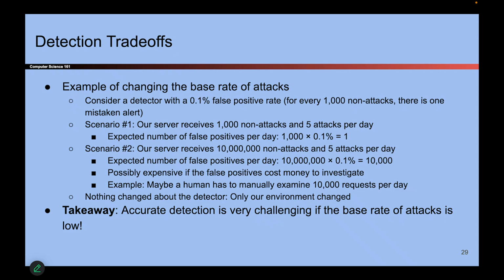Now, there is a little trick with detection accuracy. It's called the base rate fallacy. And it's called the fallacy because it's one of those little mind puzzles that is a little bit contradictory to people when they first hear it. So I'll try to explain it using these scenarios.